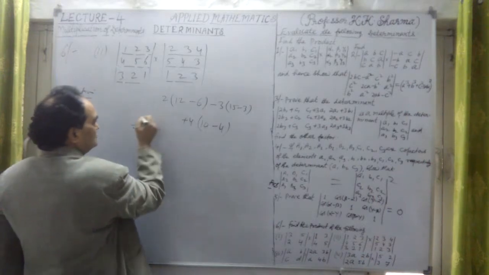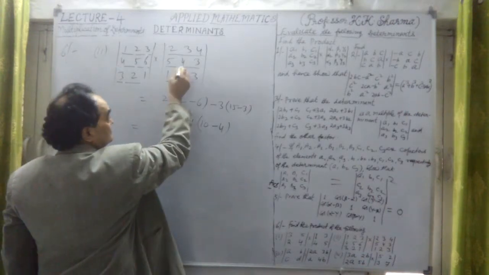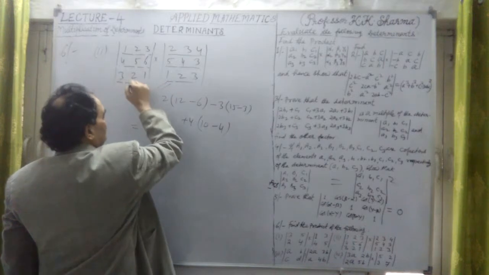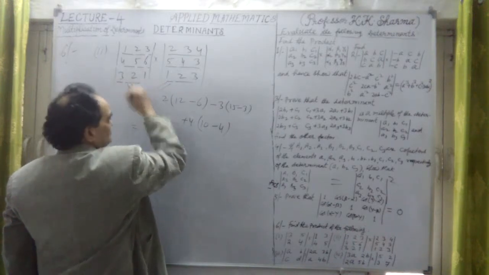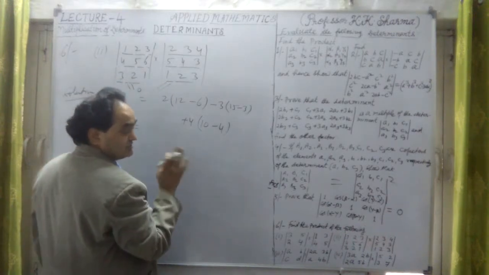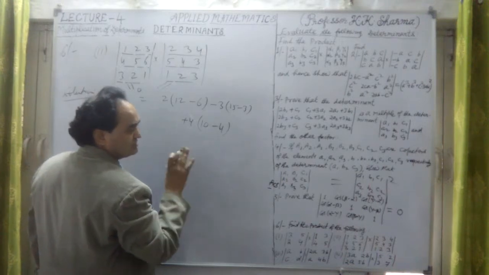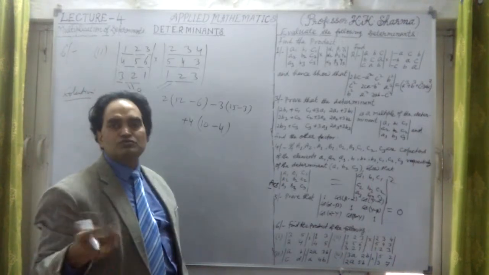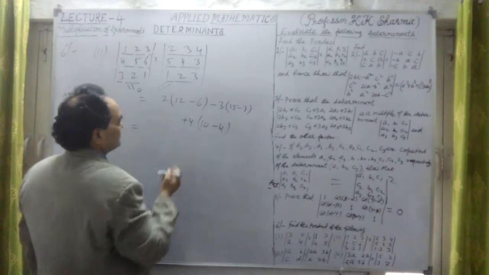Now let me solve it. This is the value of this determinant. First we calculated this is 0. Second, I am just calculating whether this is also coming 0 or maybe a non-zero value, but multiplied by 0 the answer will be 0.